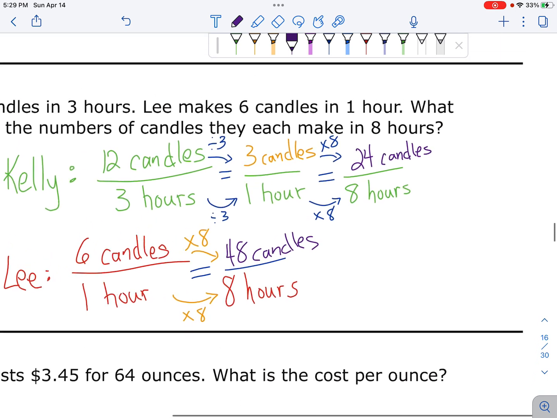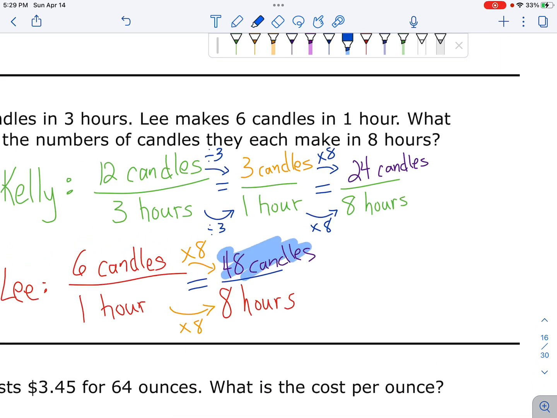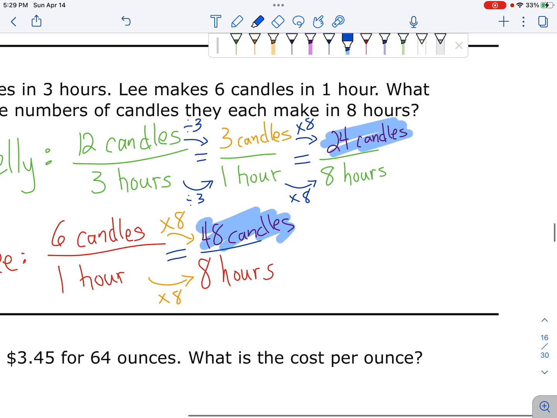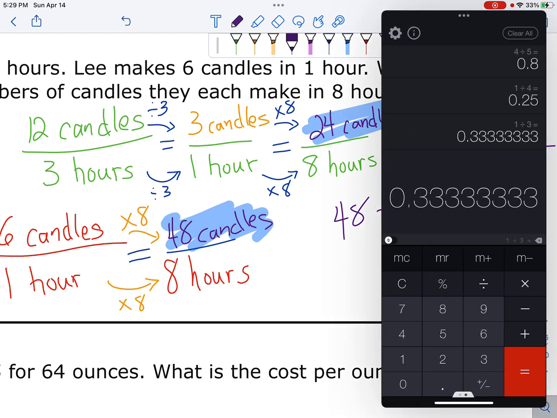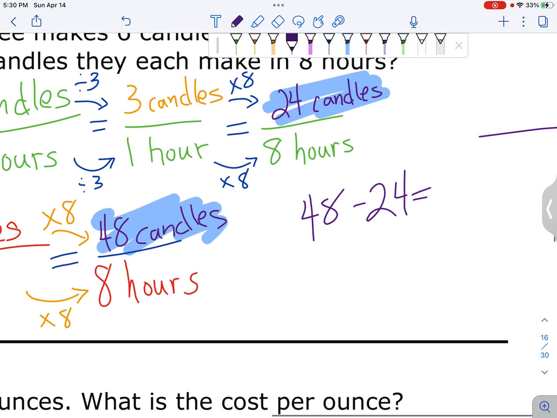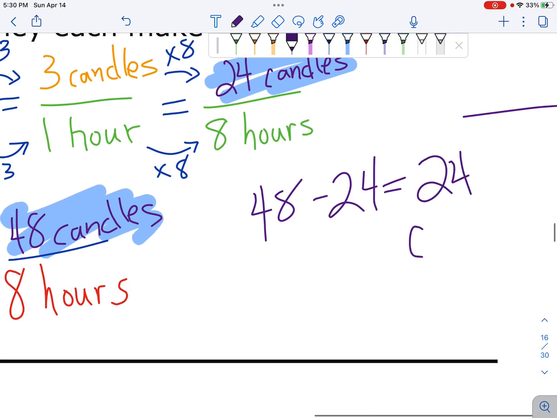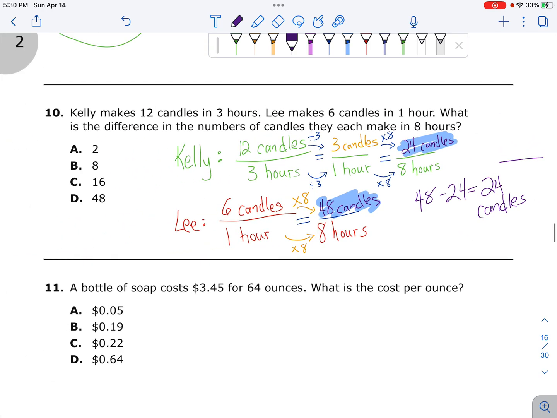And Kelly made 24. So the difference is that Lee made more. How many more? 48 minus 24 equals, and if you don't know that answer, 48 minus 24 is 24. So the difference is 24 candles. Lee is much faster at making candles. We don't know if they're better quality or not.